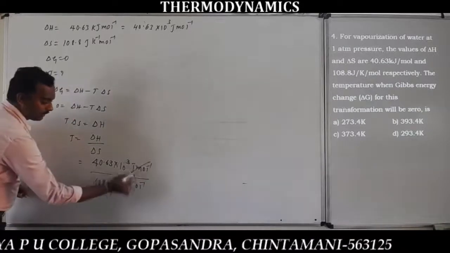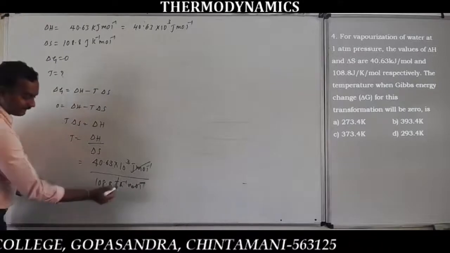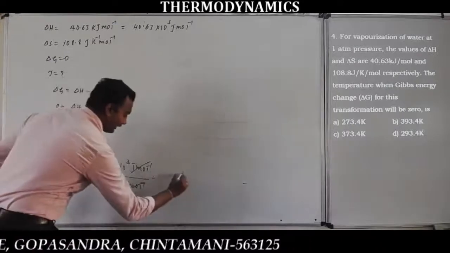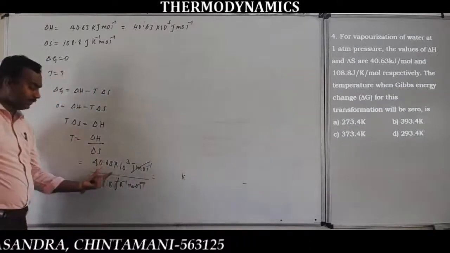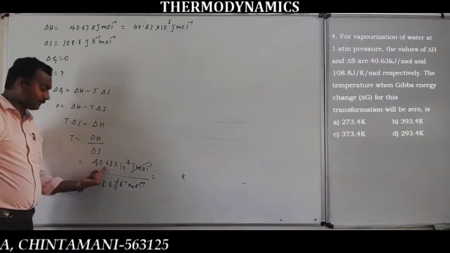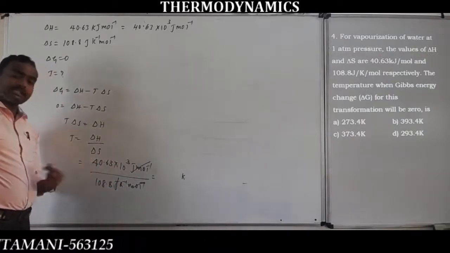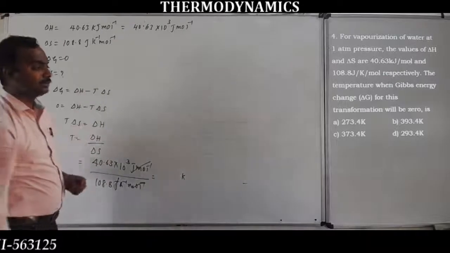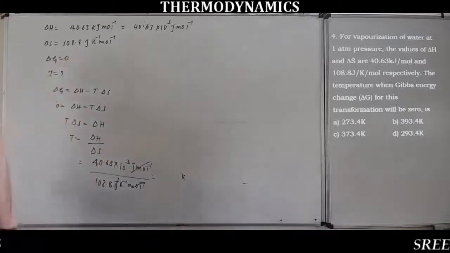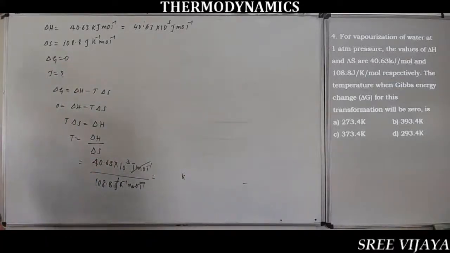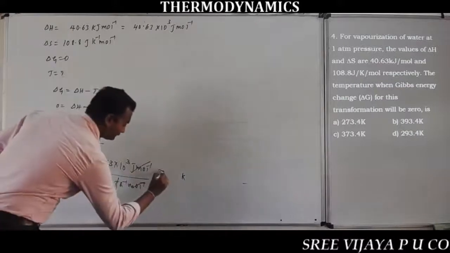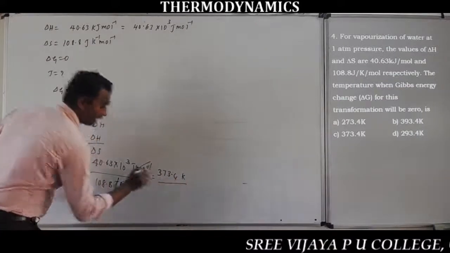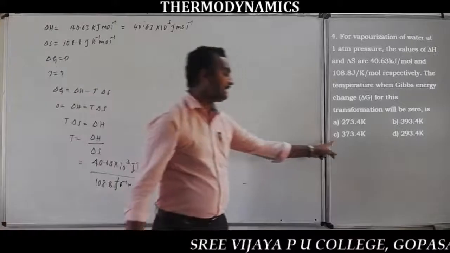So again, joule per mole cancels, and per Kelvin in the denominator becomes Kelvin. So we have to calculate, use a calculator. 40.63 into 10 power 3 divided by 108.8. So we get the value 373 around. So it's option 373.4 Kelvin. That is option C, the correct answer.